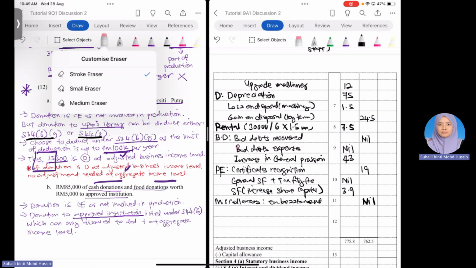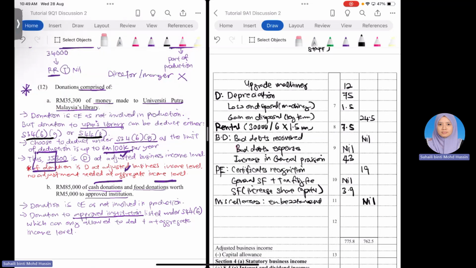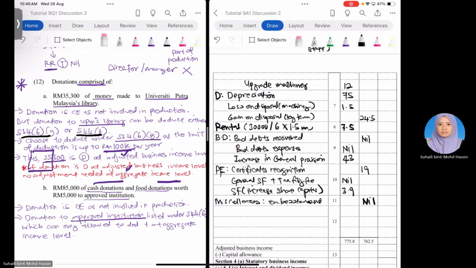As mentioned before, if you have 2 options, either you can deduct under section 34(6)(g) or section 44(8), you directly choose to deduct under section 34(6)(g), where you can deduct directly at the adjusted business income level.